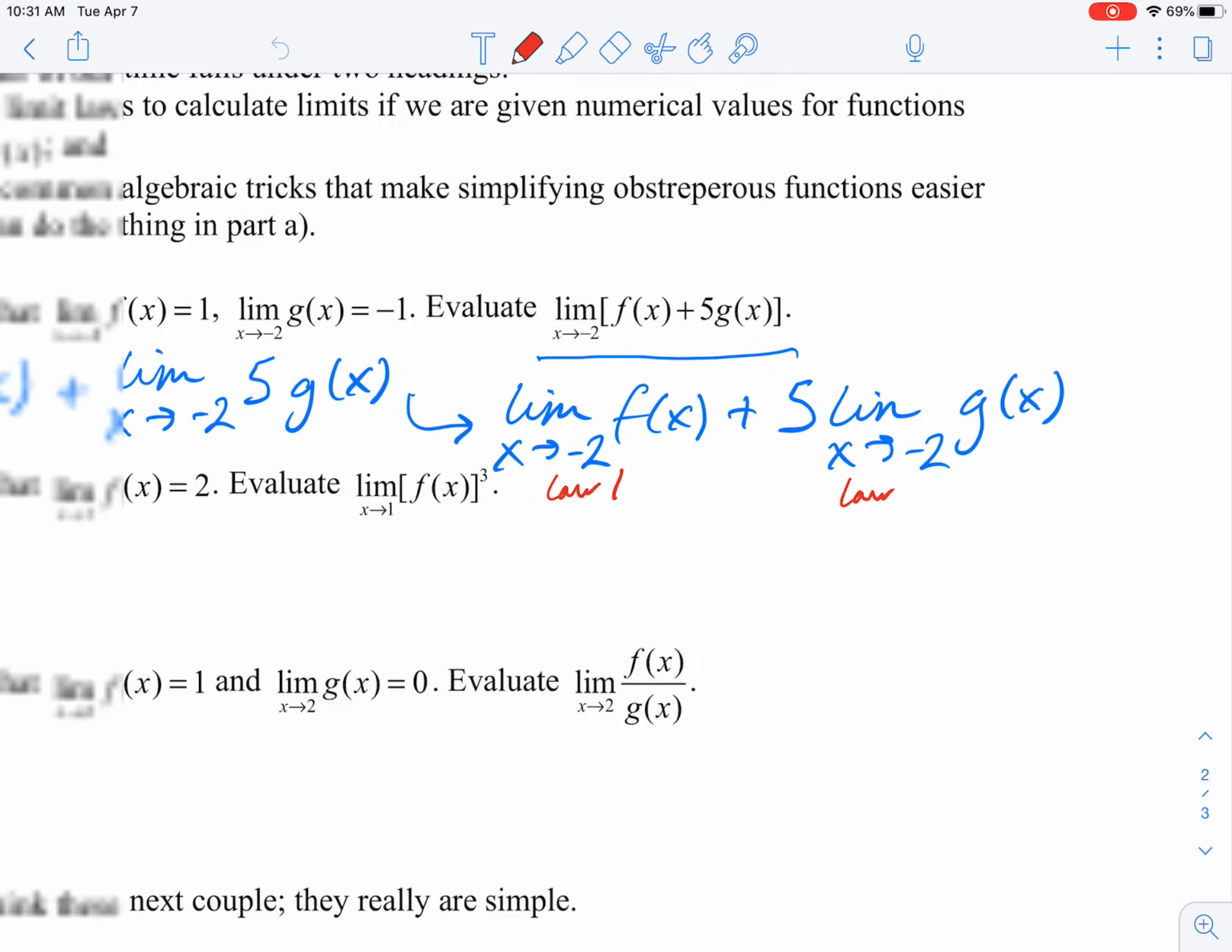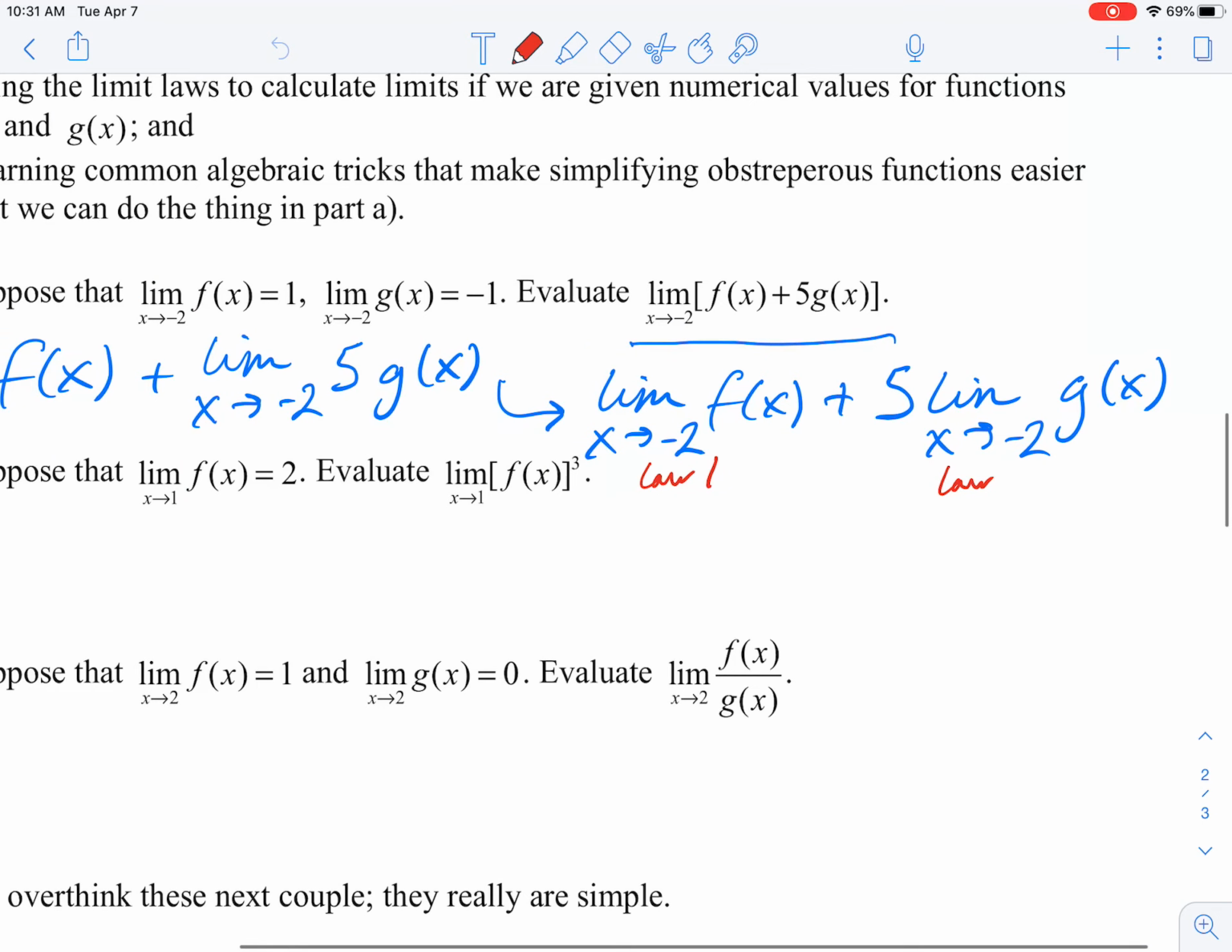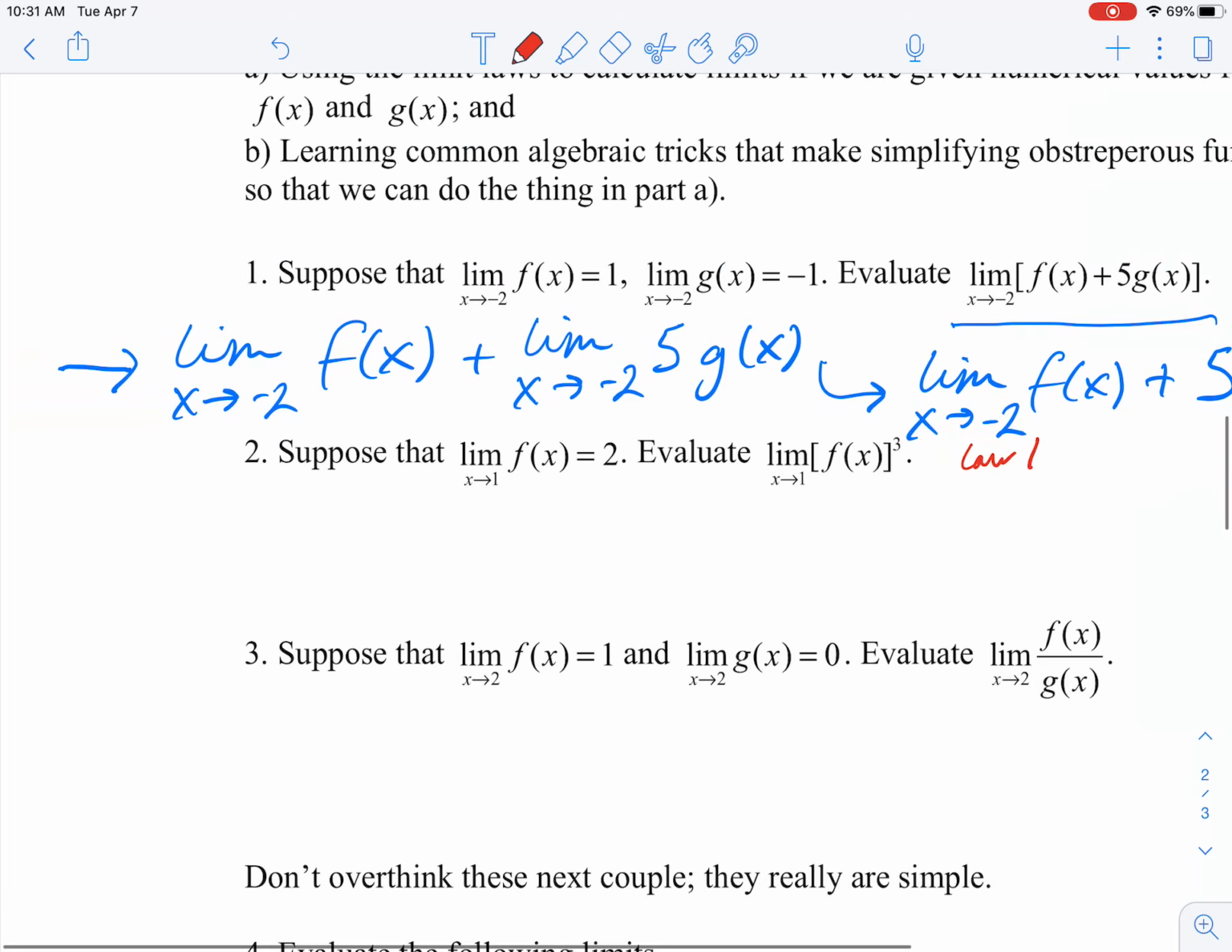Okay, restart. There we go. So we'll call that law 3.